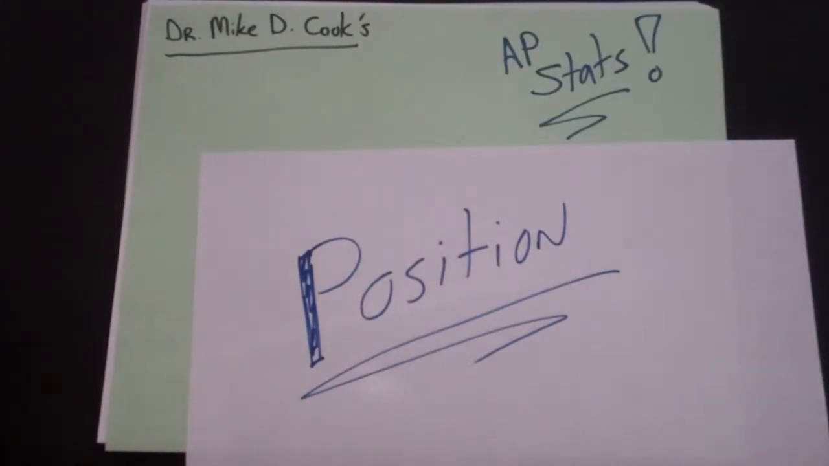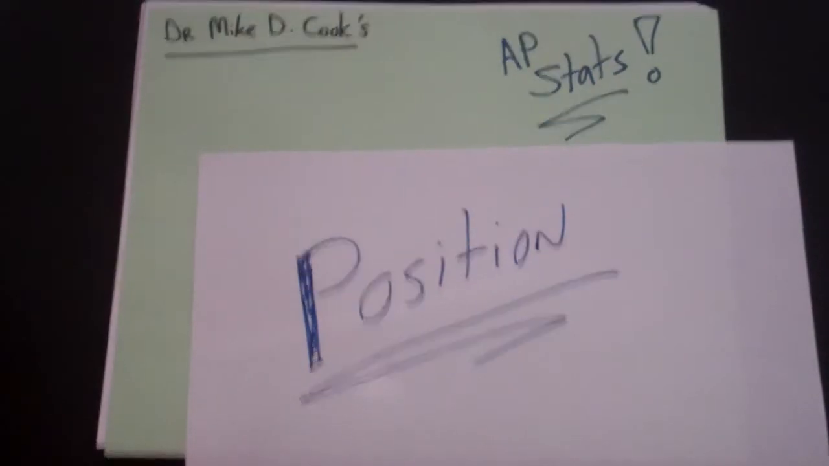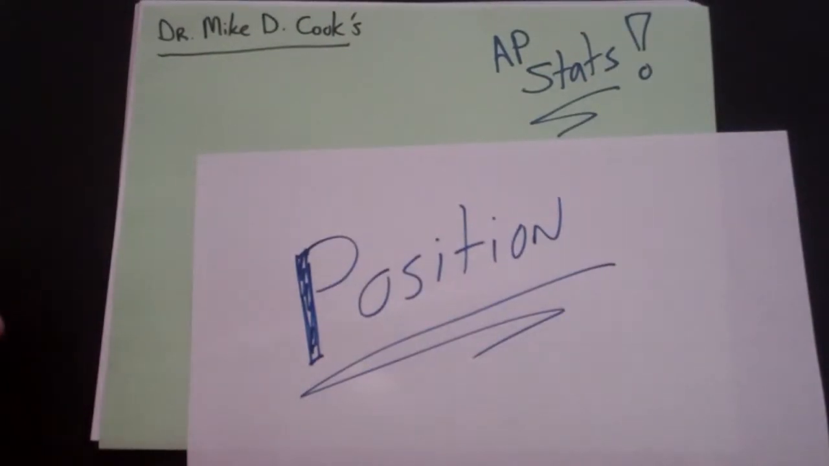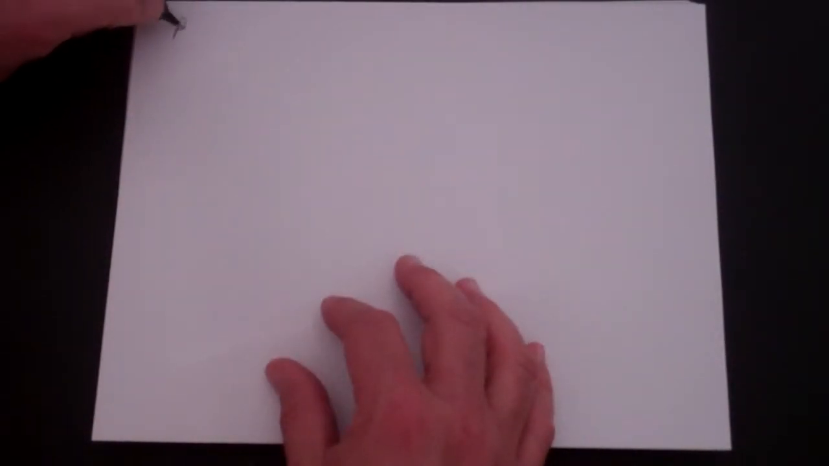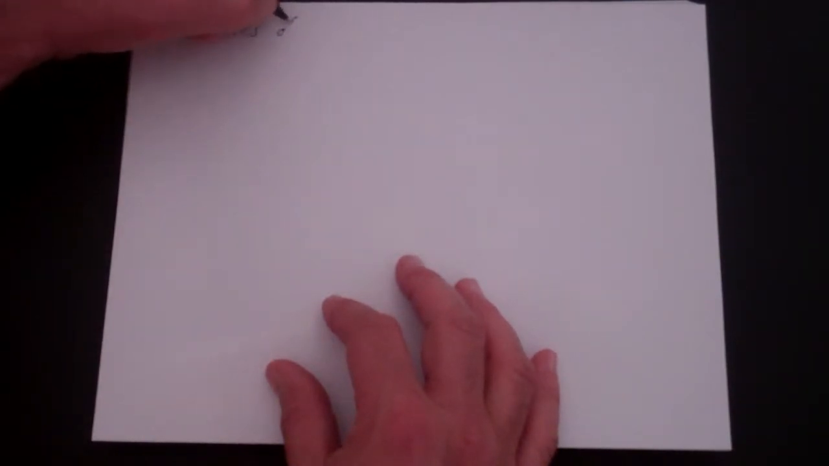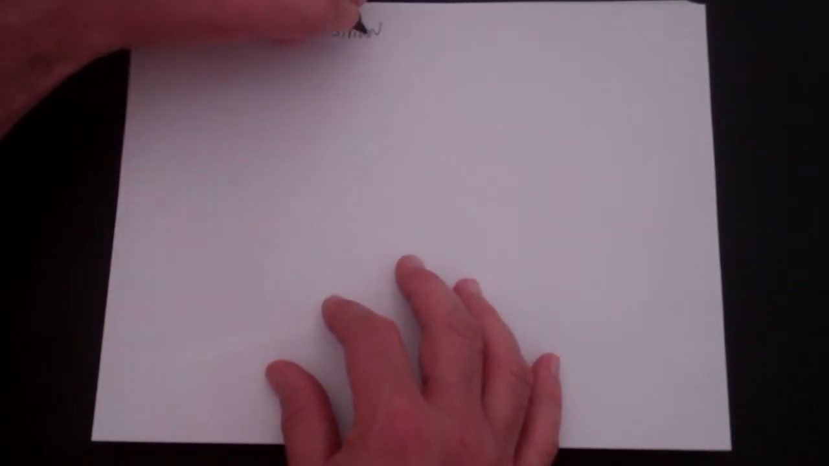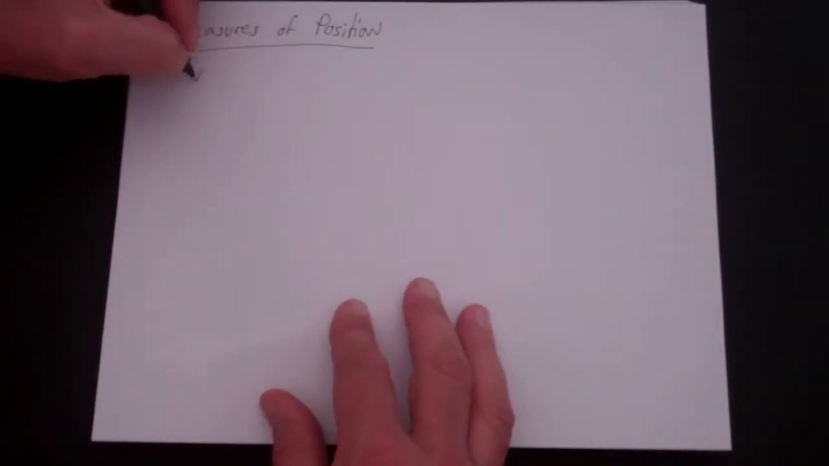This is the first in a series of videos on position within a distribution. Now, what we're talking about here is not the whole distribution, but the position of a value of x within the distribution. And we're going to talk about measures of position. And again, when you talk about measures of position, this is for an individual value.